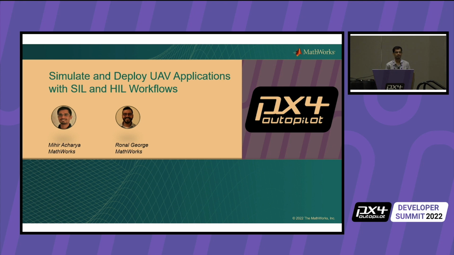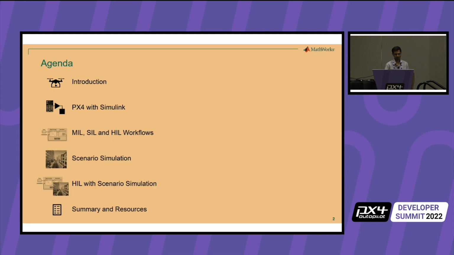My name is Mihir Acharya. I'm from MathWorks. I'm a product manager for autonomous navigation, UAV Toolbox in the robotics team at MathWorks. And with me, I have my colleague, Ronal George. He's an application engineer. We both will be presenting about simulating and deploying UAV applications, simulation in the loop and hardware in the loop workflows using MATLAB and Simulink with PX4.